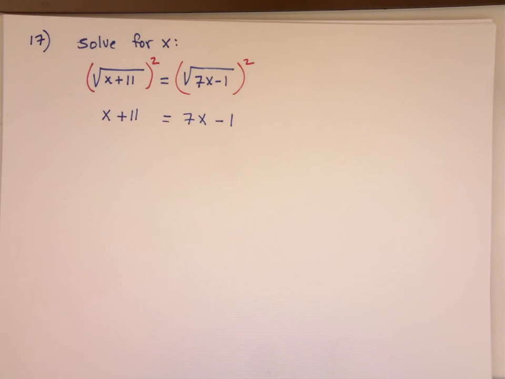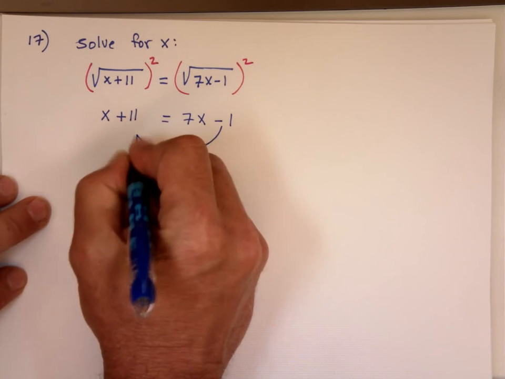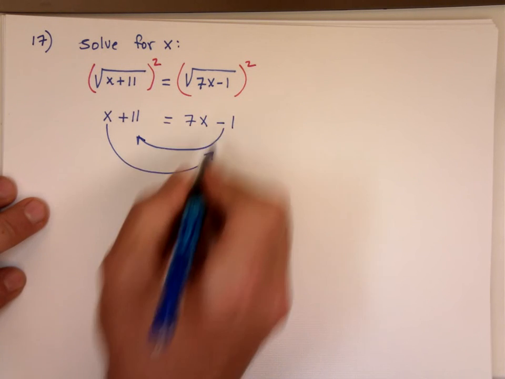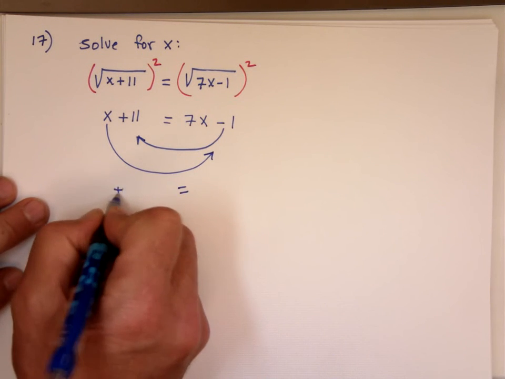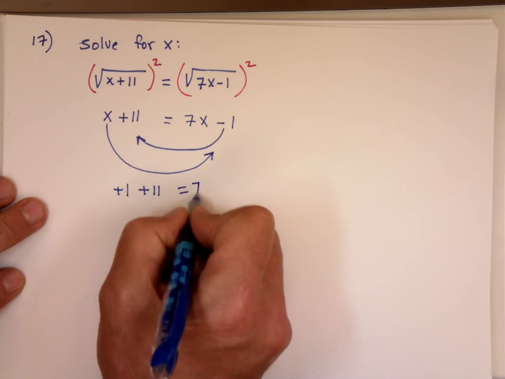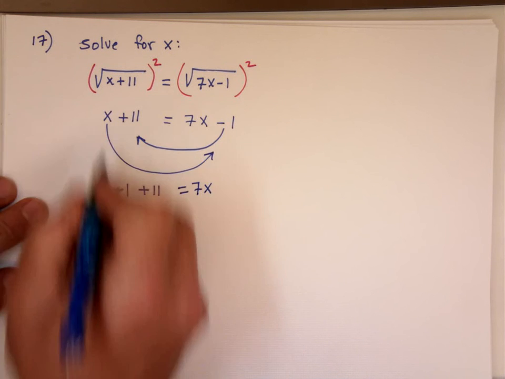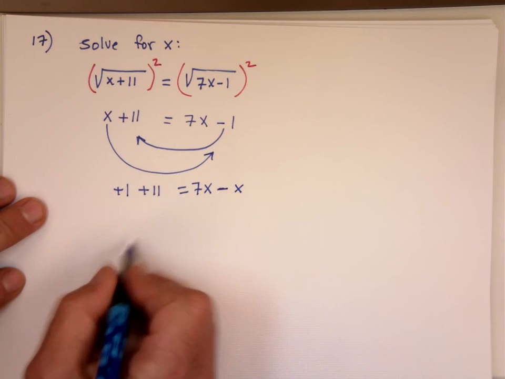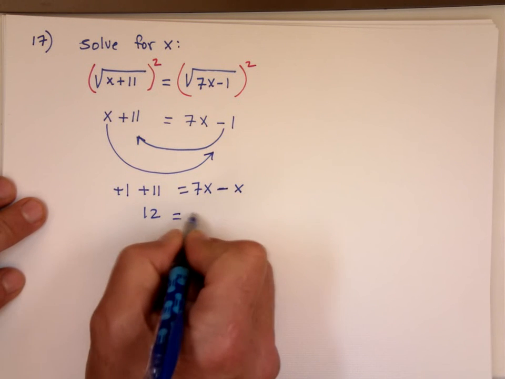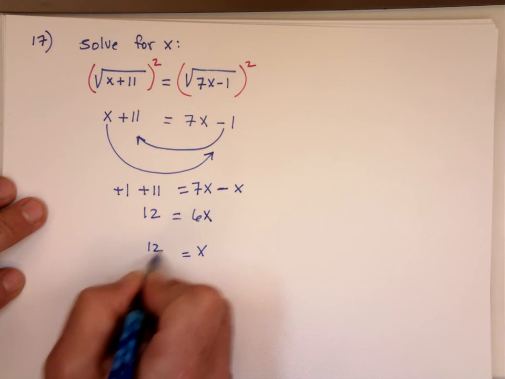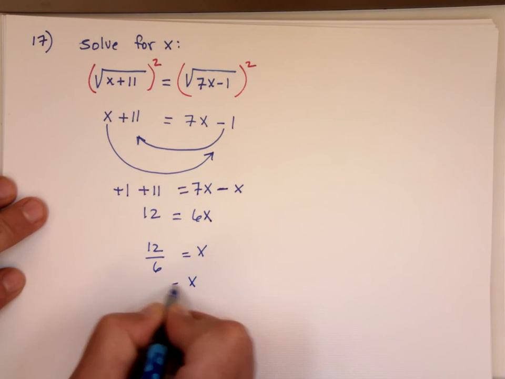I want all the x's on one side, all the numbers on the opposite side. The minus 1 comes to this side, becomes a plus 1, plus the 11. The 7x I never touched, so it doesn't change. When you bring that x to this side, it becomes a minus x. 12 equals 6x. X will have to be 12 divided by 6, which means what? 2.